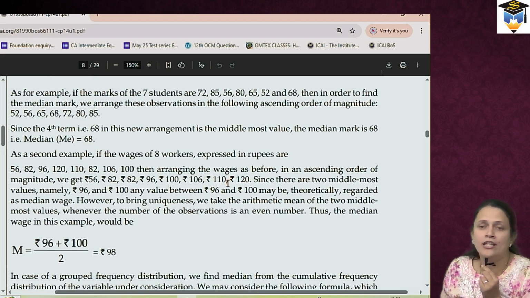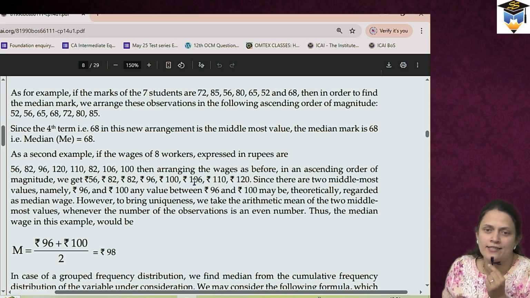Now when there are an even number of observations, what do you need to do? You have to first arrange in ascending order as they have done over here. Now 1, 2, 3, 4, 5, 6, 7 and 8. 8 observations are there. So which are the middlemost values? 96 and 100. So now they have taken the arithmetic mean of 96 and 100, means they have taken the average, which comes out to be 98. Understood? For an even number of observations.